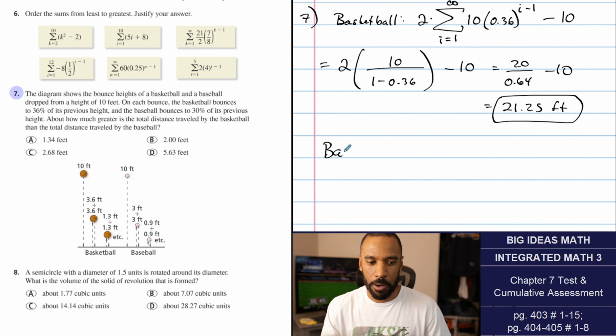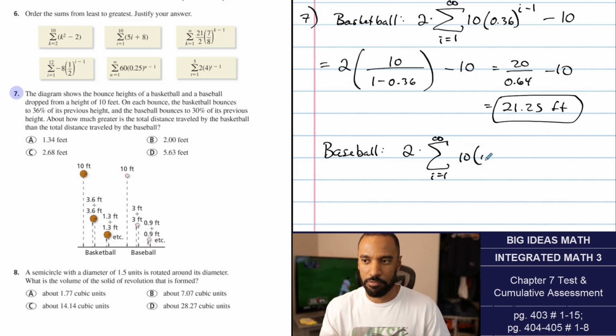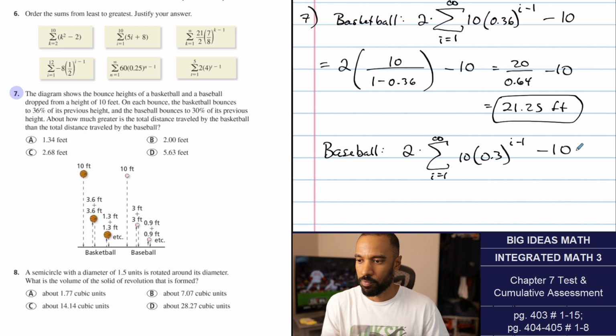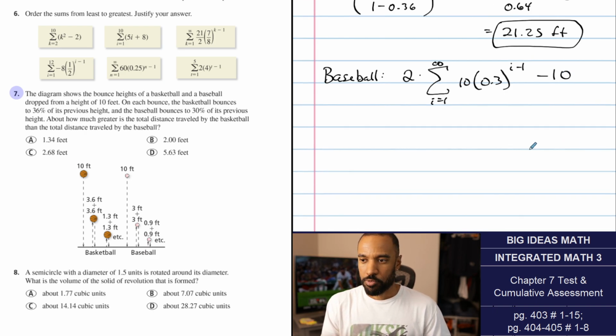Now the baseball, because what's the question? What's the difference? How much greater is the distance by the basketball? So we have to subtract this one from the baseball's as well. Now the baseball should be the same exact thing. One difference, 0.3 instead of 0.36. So we're going to go 1 to infinity of drop 10 feet, rebound ratio of 30%, and then minus 10. Because it also drops from 10 feet there.